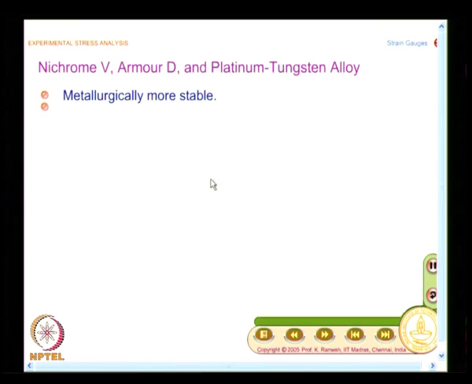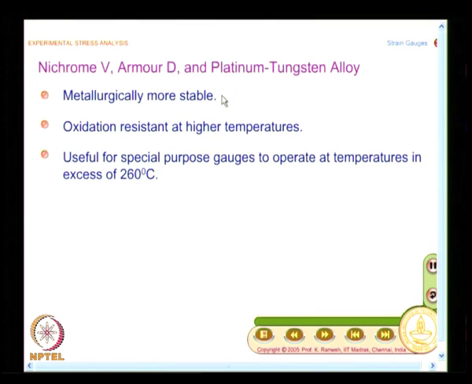Then you have the special alloys nichrome V, armour D and platinum tungsten alloy. If you look at, these are suitable for high temperature applications in excess of 260 degrees centigrade. They are metallurgically more stable at high temperature and also oxidation resistant at high temperatures. See, measurement of strain at high temperature is becoming an important issue. You have a requirement in that. You also have a requirement at very low temperatures. When you have cryogenic engines, you need to make measurements on structures which are at very low temperature. Many applications you have at room temperature, fine, but you also have special applications both at high temperature and at low temperatures.